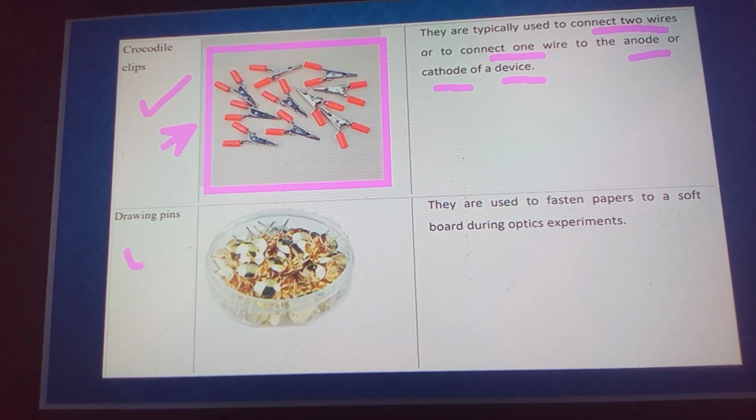Drawing pins. Drawing pins, you see them, they help us to fasten papers to a soft board during optics experiments. So that is the use of drawing pins, just to fasten papers to a soft board during the optical experiments.